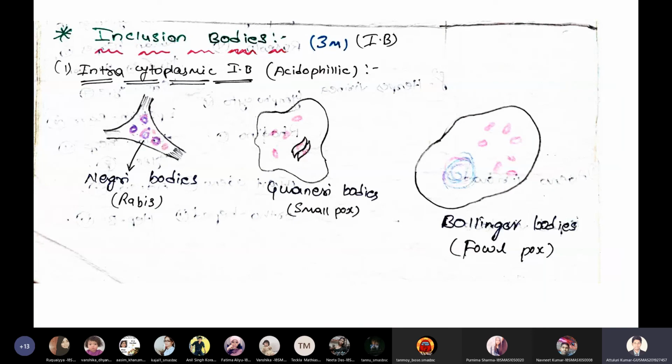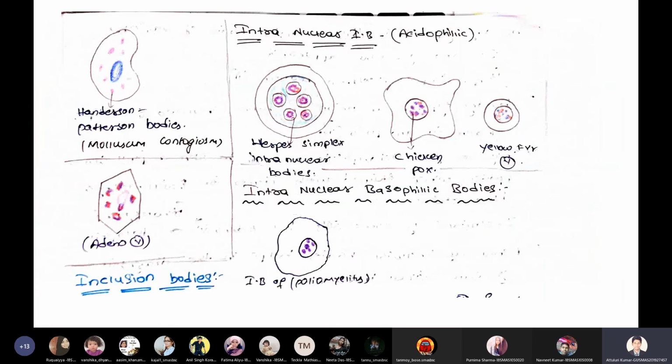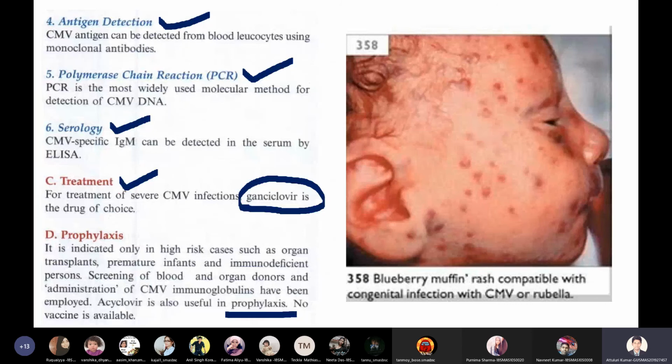The other tests that we can do are antigen detection tests using monoclonal antibodies, polymerase chain reaction to detect the viral antigen, and serological tests, where cytomegalovirus-specific IgM antibodies can be detected in the serum by ELISA technique. So these are the ways of detecting cytomegalovirus in the patient's blood sample. Coming to the treatment, the drug of choice for treating cytomegalovirus infection is ganciclovir.